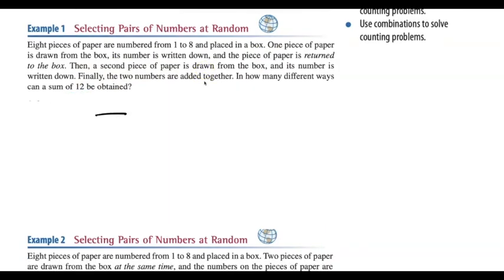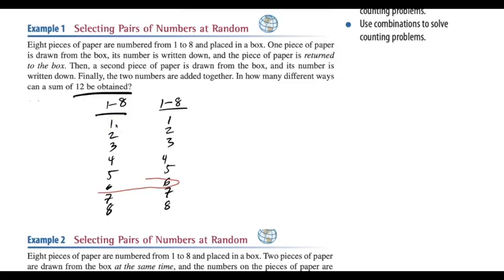So let's first think about what's going on here. We're going to draw from a hand of 1 through 8. You get 1, 2, 3, 4, 5, 6, 7, 8. Whatever piece we get, we're going to put it back. We're going to draw again, and we have 1 through 8 again. I want to know how many different ways I could get the number 12. I get it from getting 6 and 6. That would give me 12.